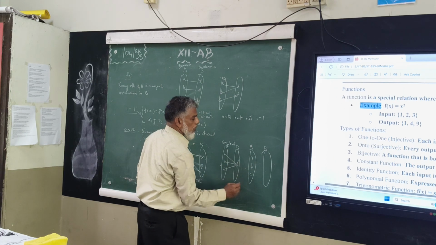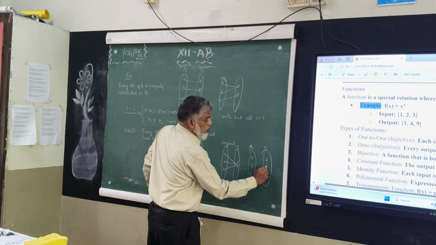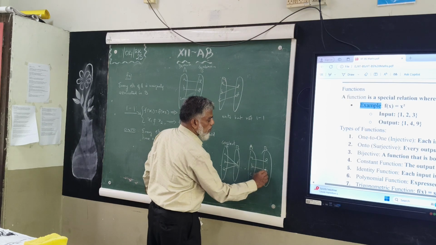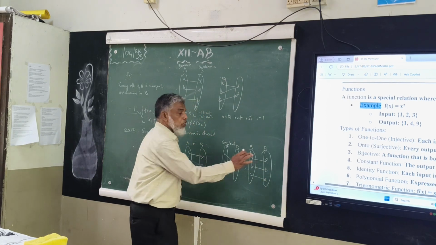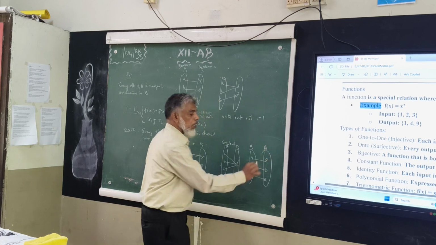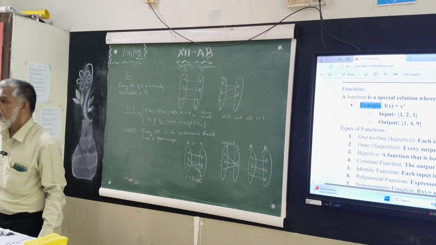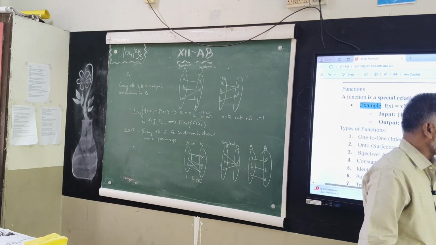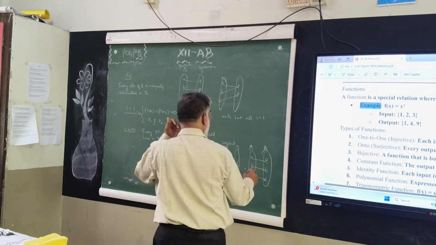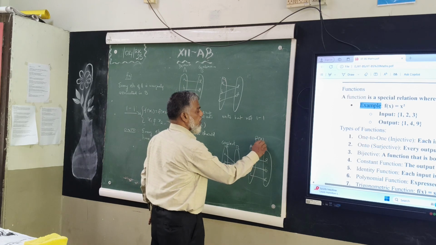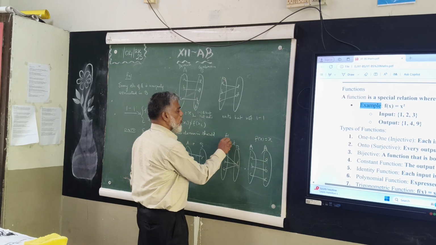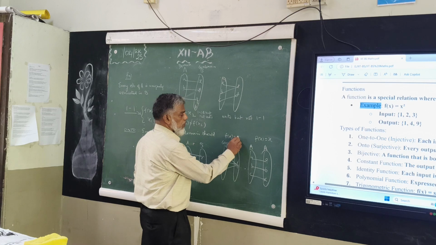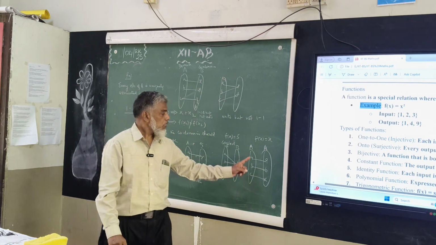A, B, C. Here also A, B, C. So therefore it must be A. Identity function means f of x equal to x. Here f of x equal to x. Here f of x is equal to 5, x equal to 5.